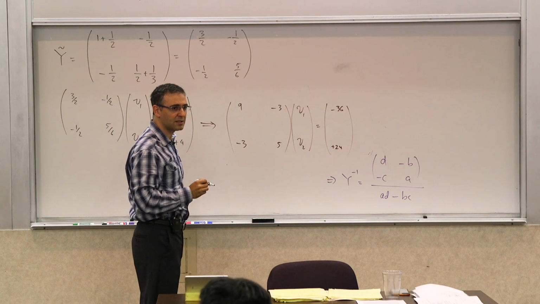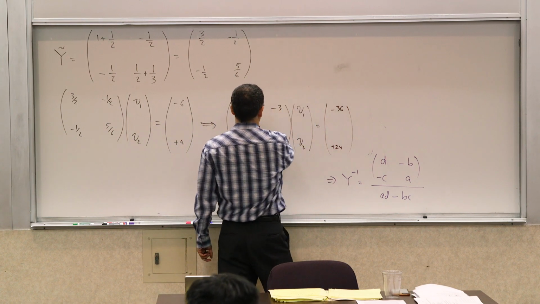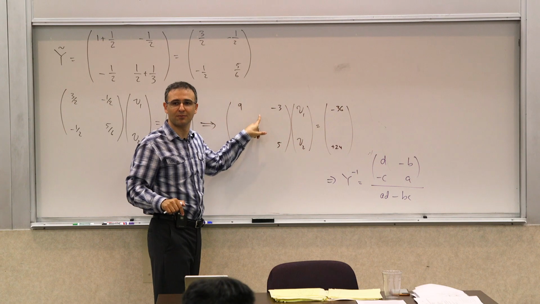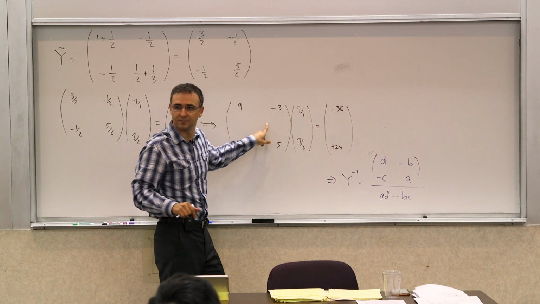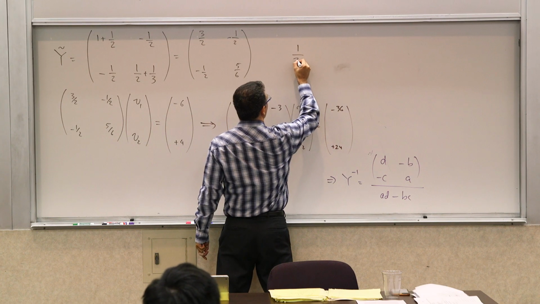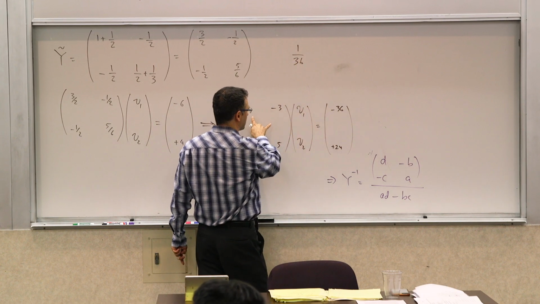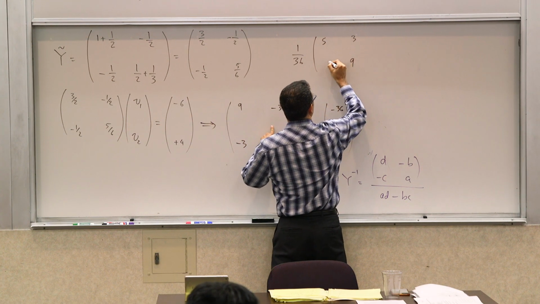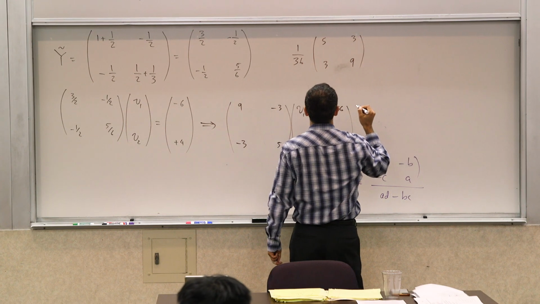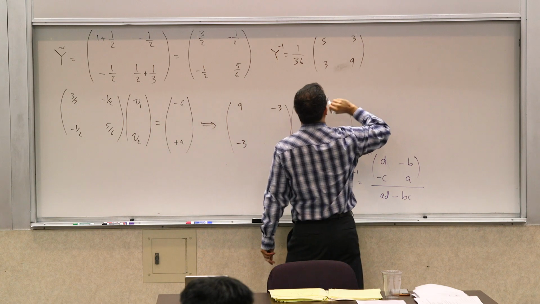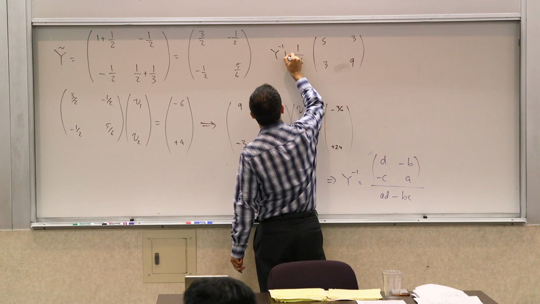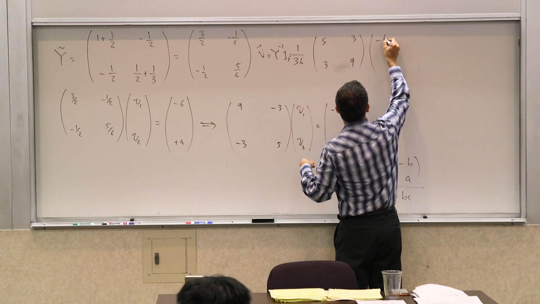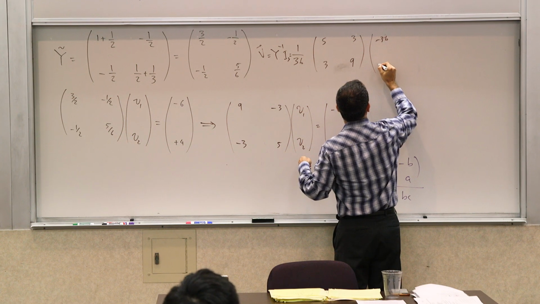So now I need to invert this matrix. What is its determinant? 9 times 5 is, I'm sorry, 45, minus 9 is 36. So the determinant is 36, so I get 1 over 36, times I have to form my cofactor matrices. So I get a 5, a 9, a 3, and a 3. So that's my y inverse. Now I need to multiply it by IS to get the voltages, which is negative 36 and plus 24.